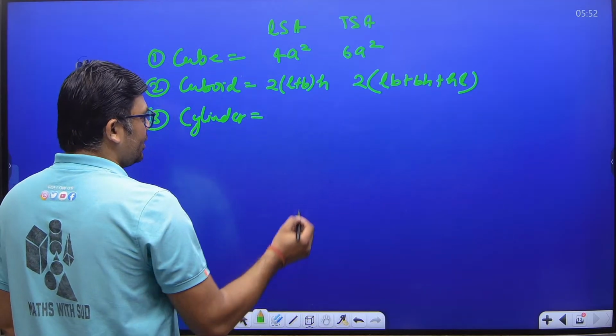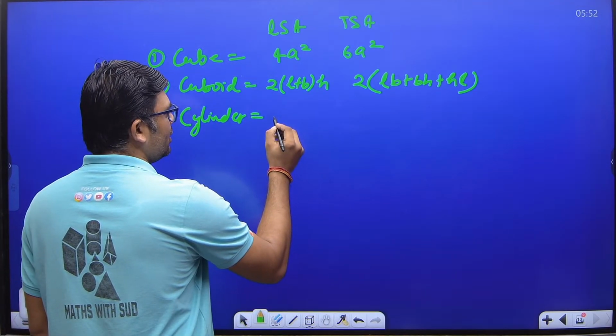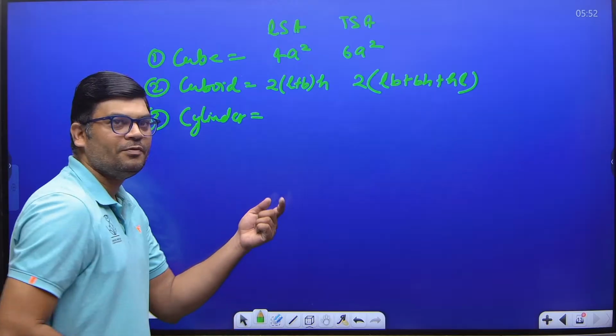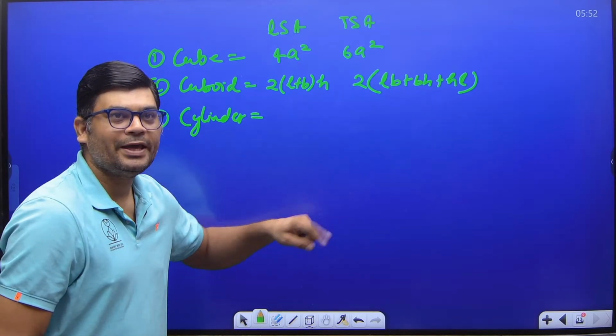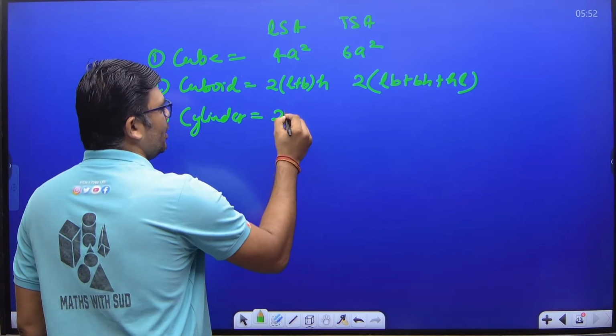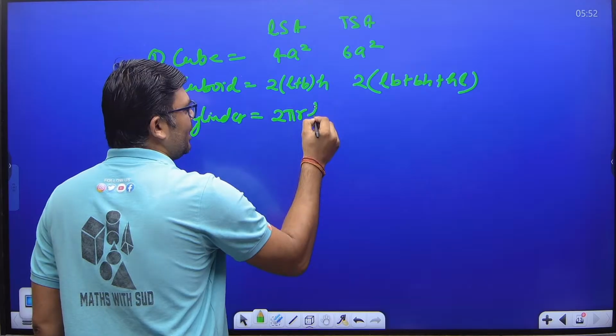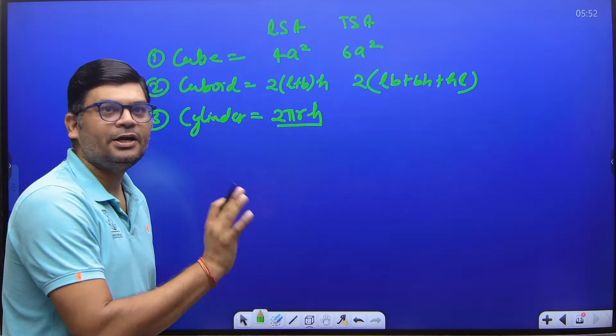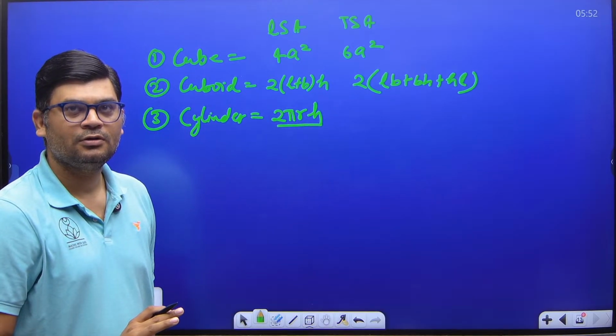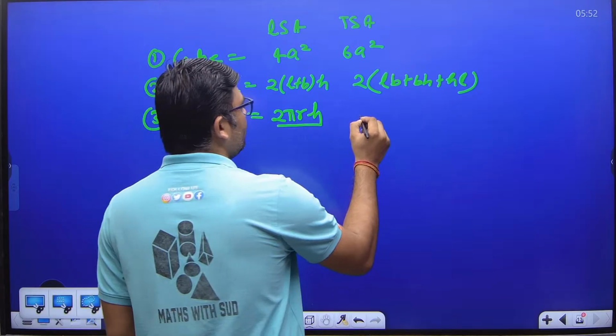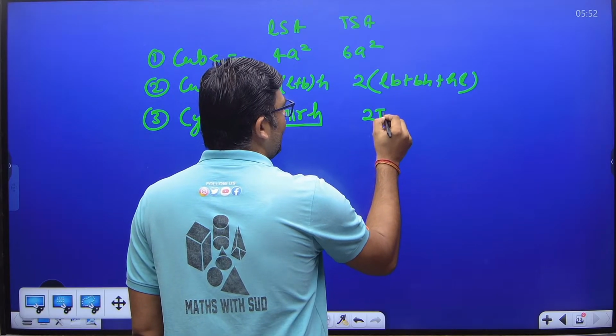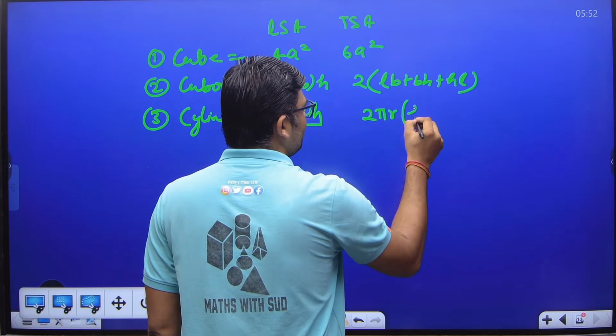Now for cylinder, the lateral surface area or curved surface area is the perimeter of the base of a cylinder, 2 pi r, multiplied by height. So it's a simple formula: perimeter into height. And if you want to find the total area, it will be 2 pi r, in bracket you will have h plus r.